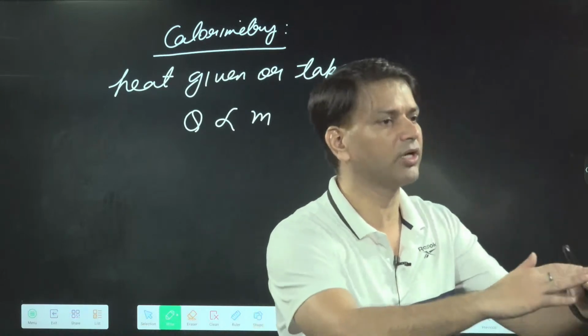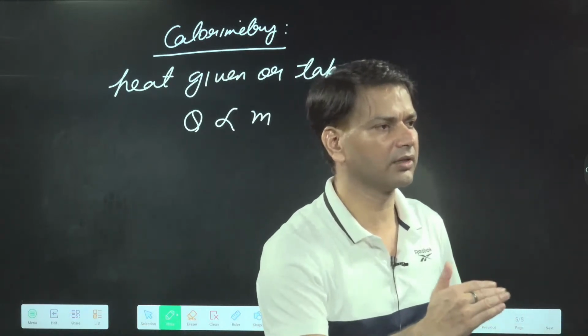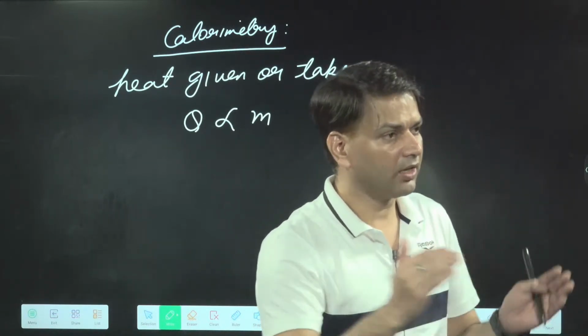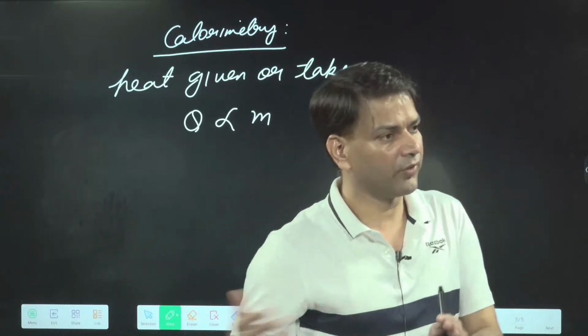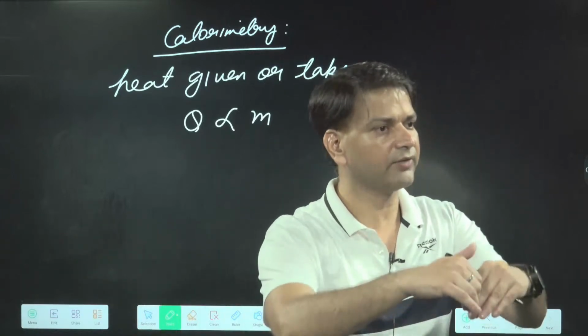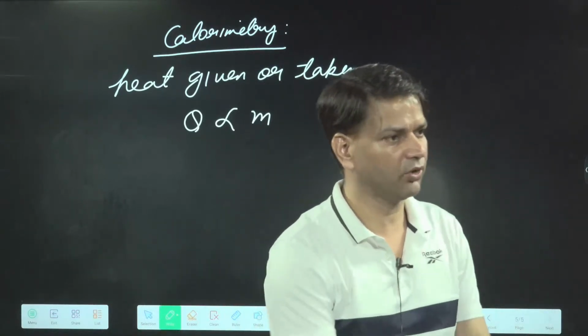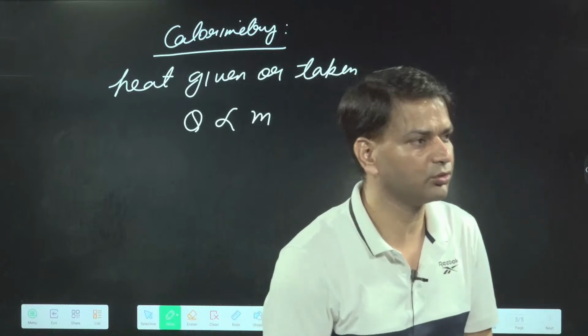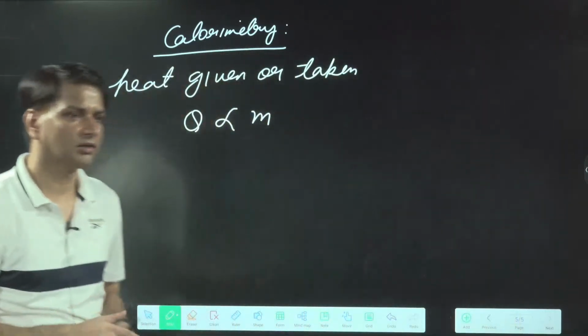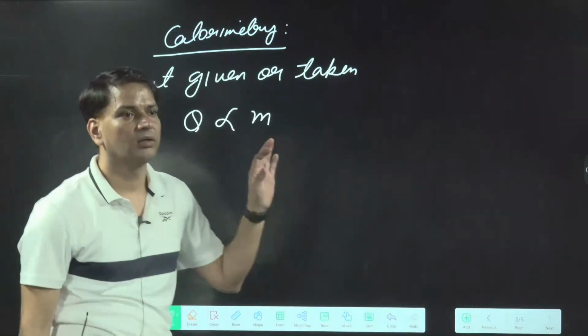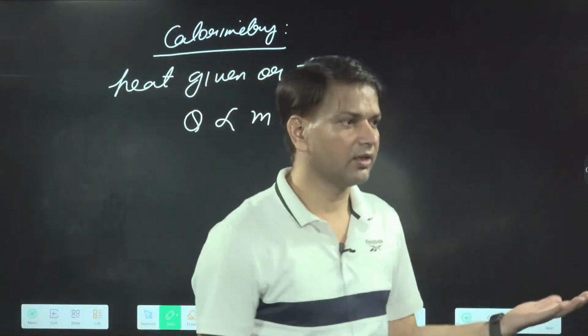Suppose you are supplying at a constant rate, X calorie per second. When you take less mass, you have to supply the heat for a lesser time. When you take more mass, you have to supply the heat for more time. So we can say heat supplied is directly proportional to the mass of the body, whatever we are taking. Yes or no?